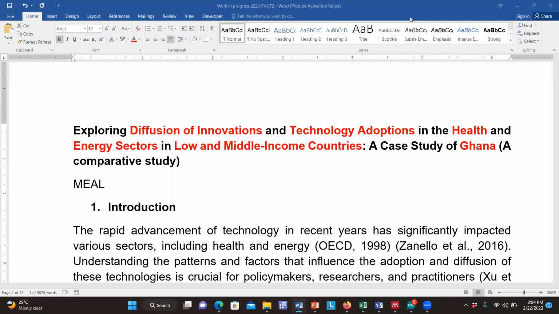So the main ideas here, if we are maintaining ideas, then we can have one paragraph for what? Diffusion of what? Innovation. We can have one on technology adoption. We can talk about one on the health, and then one on the energy sector, and then look at low and middle income countries, and then Ghana as a case study. Is that difficult? It's straightforward.